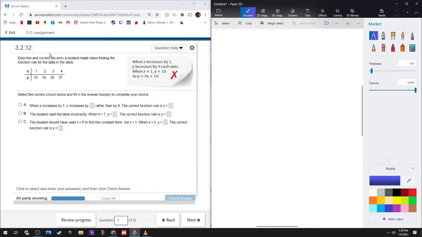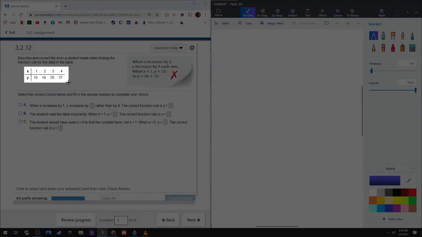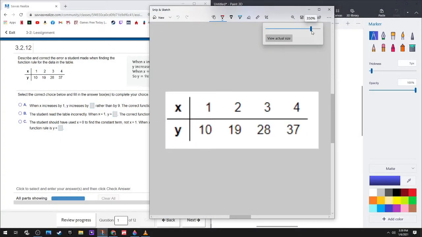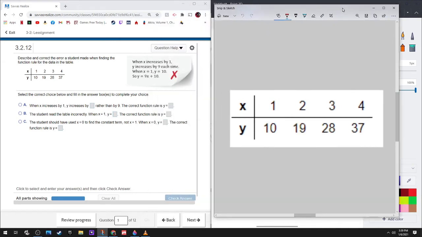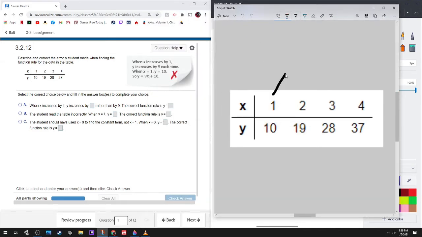Describe and correct the error a student made when finding the function rule for the data in the table. So we're trying to find some rule for this function. I'm going to do some screen grabs today. All right, let's try to figure out the rule. A great way to figure out the rule is to figure out the difference between successive terms, which is a fancy way of saying, how much does it take to get from 1 to 2?